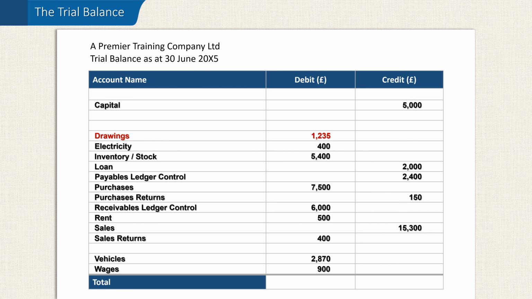Owners of businesses don't get wages, and instead they take drawings. Any money the owner takes in drawings will come from capital and will reduce the amount of capital in the business. Therefore, the drawings account will always have a debit balance. Next, we'll look at discounts allowed and discounts received, and you need to be careful with the balances on these two accounts as many students get them the wrong way round.